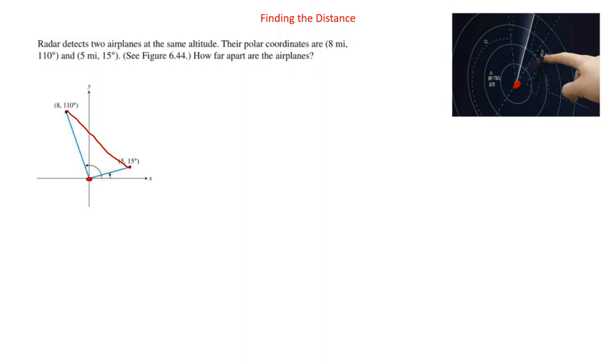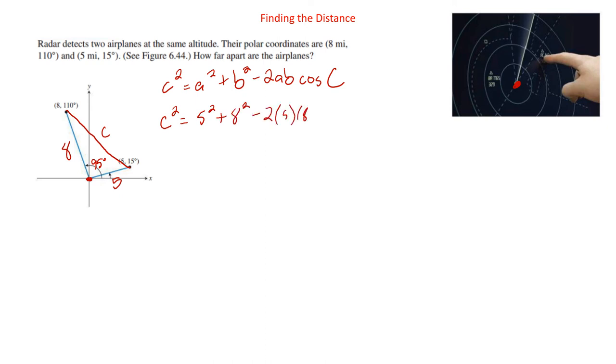Well, this makes a triangle. How can we find that side of a triangle? Law of cosines. Remember law of cosines, c squared equals a squared plus b squared minus 2ab cosine c. The a squared and the b squared are 5 and 8. And that angle in between them, we have 110 for the big one, we have 15 for the small one. We can subtract to get 95 degrees there. So this distance c squared is going to equal 5 squared plus 8 squared minus 2 times 5 times 8 times the cosine of 95 degrees.